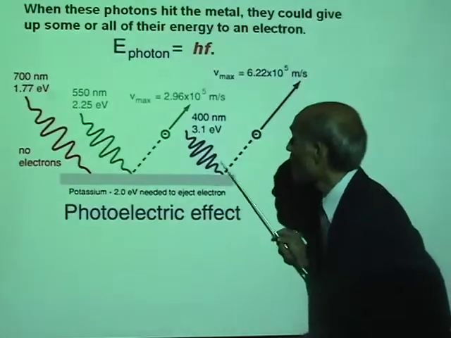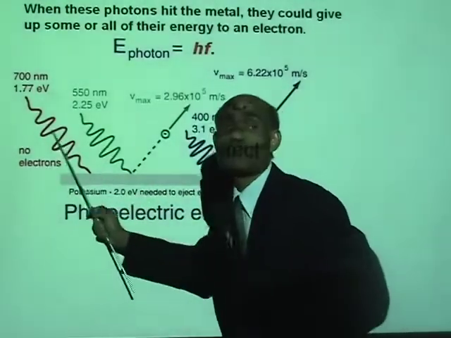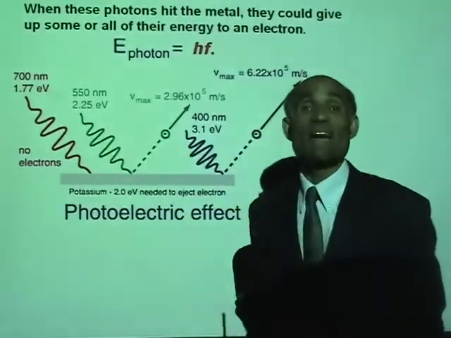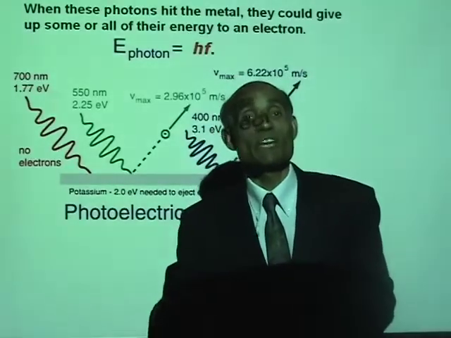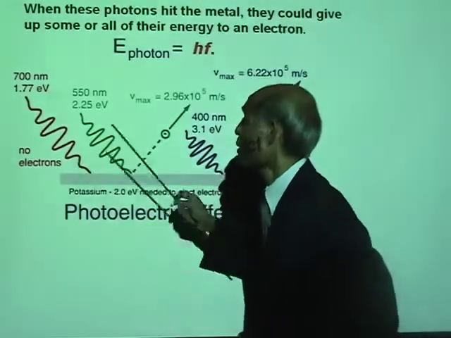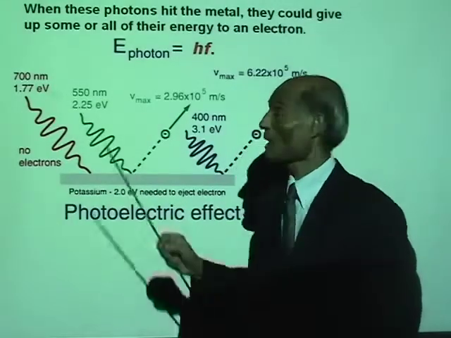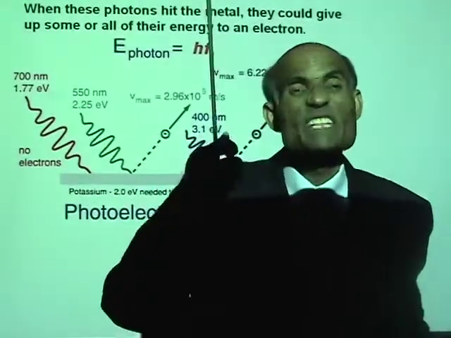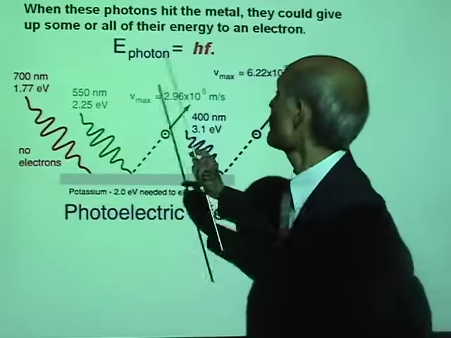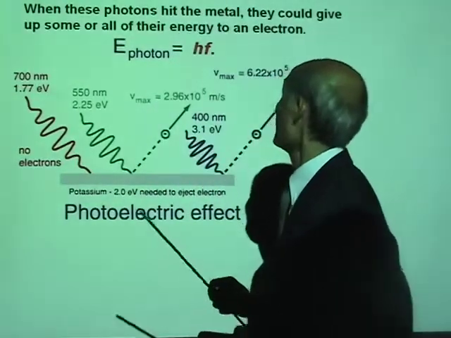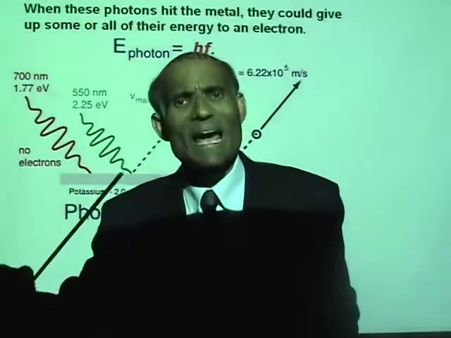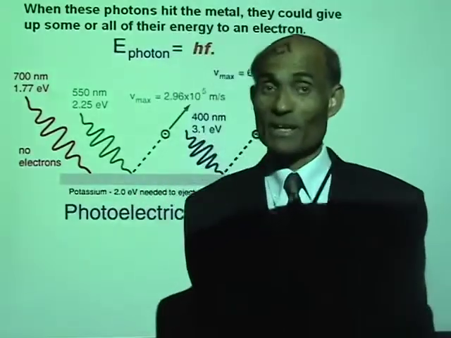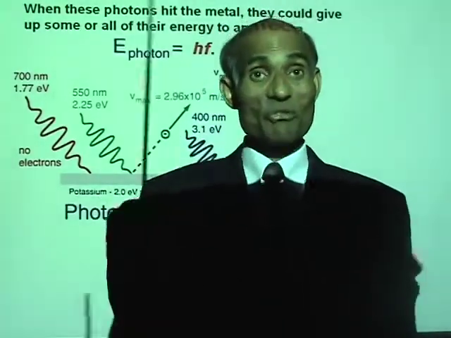The frequency of a violet photon is greater than the frequency of a red photon. That means the energy carried by a violet photon will be greater than the energy carried by a red photon or a green photon. All right? This is useful to remember. The energy of a photon is an energy packet. The energy of a photon is H times F, where H is called the Planck's constant and F is the frequency of that photon.